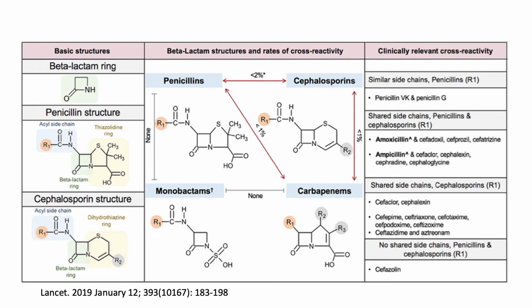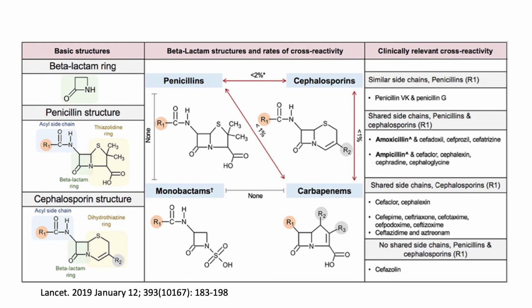And this is from an article published in Lancet in 2019. I like to highlight this because this is a really, really good figure. You can look at this figure and know anything and everything about beta-lactam cross-reactivity. First off, on the left side are the basic structures that point out what is usually related to the allergy reactions, including the core beta-lactam ring. In the center, you can line up where the patient's allergy is, and what drug you want to go to, and assess the risk of having cross-reactivity.